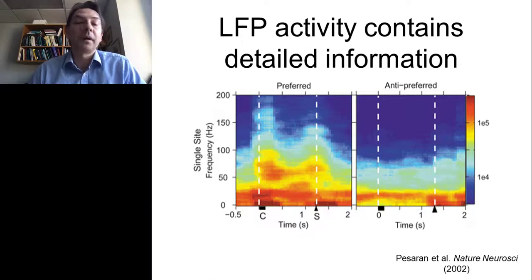Work done in my lab and earlier has shown that field potentials, the field potentials we've just been talking about, also contain detailed information about the processes involving sensory-motor transformations. Here I'm showing you two spectrograms, which show us the power in the signal as the monkey's doing the task, with the cue onset time being shown at C, the saccadic eye movement being shown at S. And we can see that as we move through time and frequency, there are ranges of power in frequencies between 30 to 80 hertz, which are increased when the monkey wants to look to what we call the preferred direction for that site compared to the anti-preferred direction.